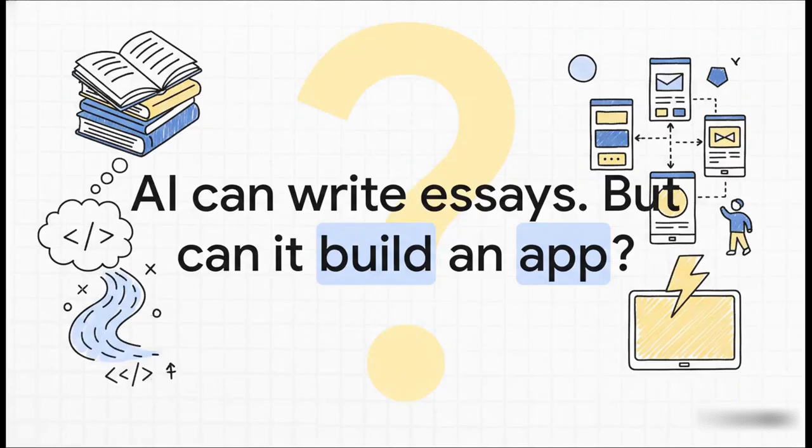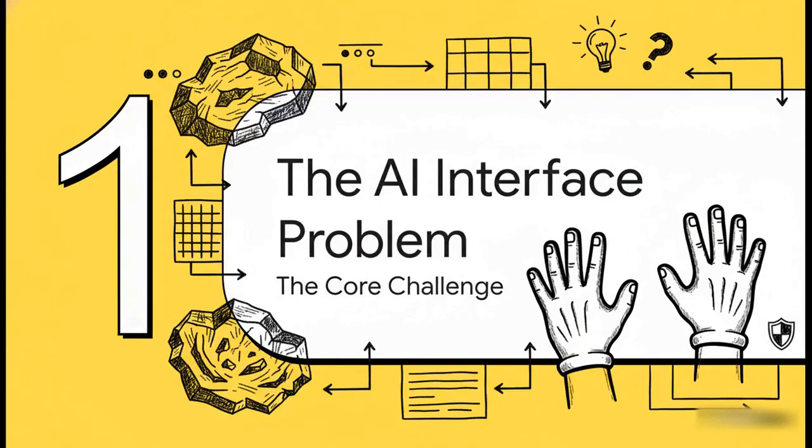So we've all seen AI write an essay, or generate some code, or even make a crazy image, right? But there's this huge gap between generating a block of text and creating a living, breathing, interactive user experience. How do you get an AI to not just tell you about an app, but to actually build it for you right there on the screen? And that question leads us straight to what you could call the AI interface problem.